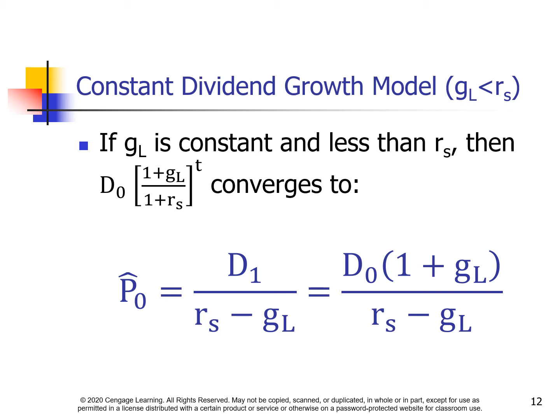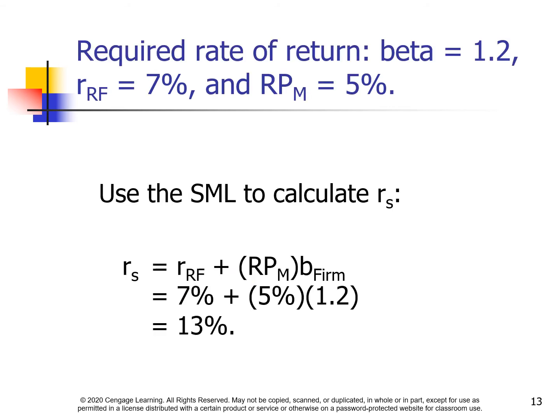The constant dividend growth model assumes that the growth rate is constant and less than the required rate of return. Then the dividend will converge. We can use the security market line to calculate the required rate of return for the following example.